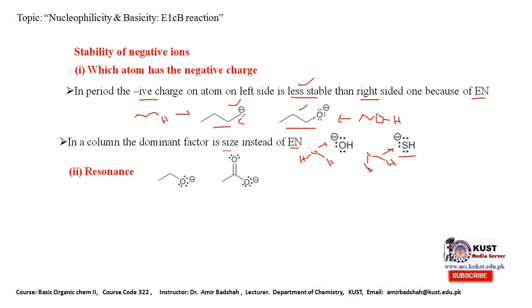The second important factor is resonance. In the former case, the atoms on which the negative charge was present were different, but in this case, the atoms are the same. Here oxygen is present and here oxygen is present too, but this species is more stable than that one because here the negative charge is limited only to the oxygen atom, but here the negative charge is stabilized by resonance. It transfers here, then it transfers here. So the negative charge is stabilized, and if it is stabilized, it will become more stable.